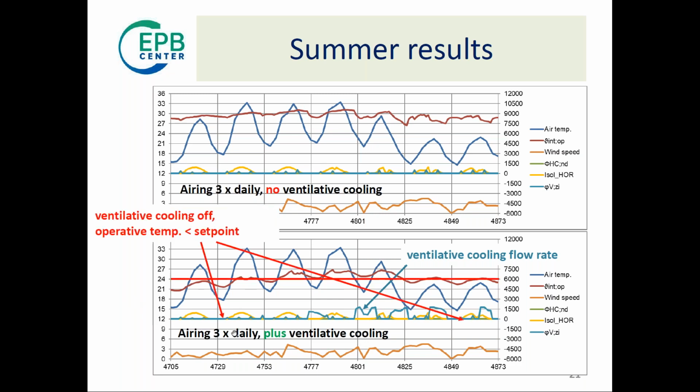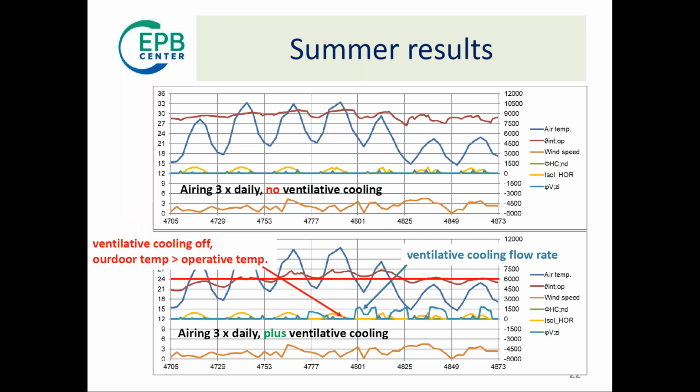Here we see some spots where the ventilative cooling is off because the indoor temperature, the operative temperature, which is the criterion, is below the set point. The set point is here at 24 degrees. So no ventilative cooling is applied. It only occurs when the temperature is above. But here, the temperature is above the set point, but the ventilative cooling is set off again because the outdoor temperature is too high. It would heat rather than cool. So it is also set off here during this time.